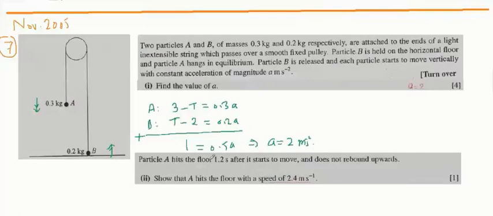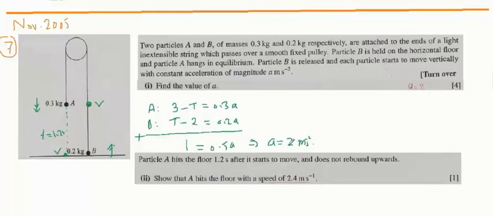The particle A hits the floor 1.2 seconds after it starts to move. So it will hit the ground after t is equal to 1.2 seconds. So we know that this will be then here after 1.2 seconds. It will be with speed v and this will be speed v. We have to prove that the speed is 2.4 meters per second.